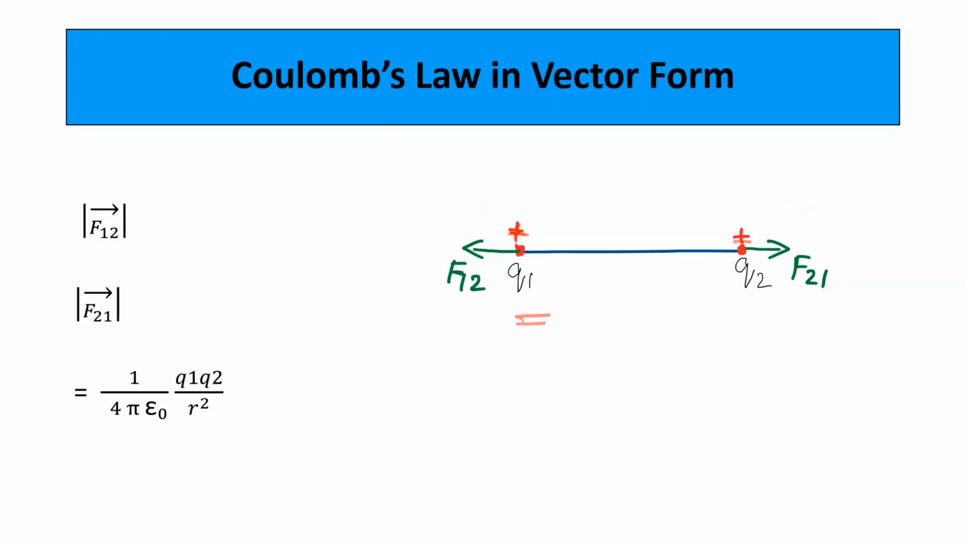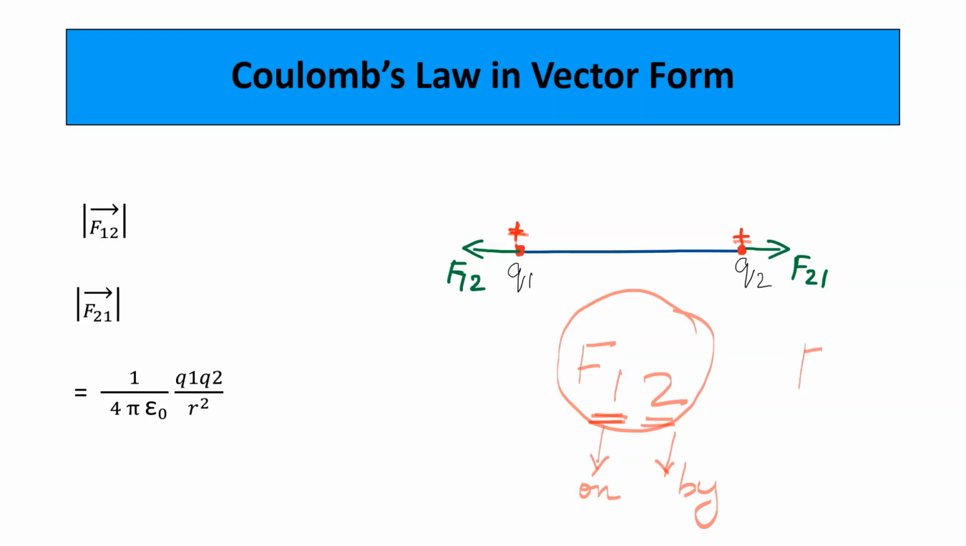Q1 will exert a force on Q2, and let that be F21. And Q2 will exert a force on Q1. Let that force be F12. F12 means the force exerted by 2 on 1. This is "on" and this is "by". Force exerted by the charge Q2 on the charge Q1. That is the meaning of F12.